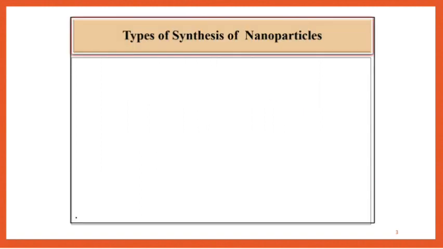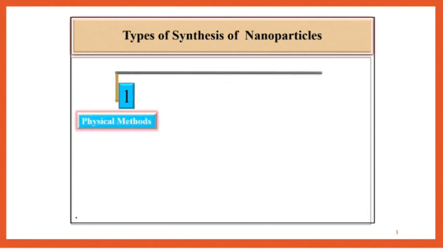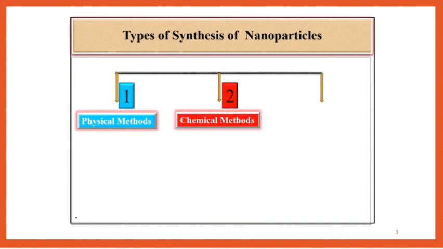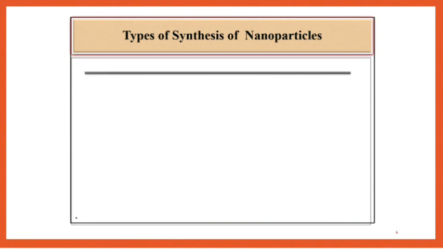This is the first lecture: types of synthesis of nanoparticles. First type is physical method. Second type is chemical method. And third type is biological method. Let us see different types of physical methods.